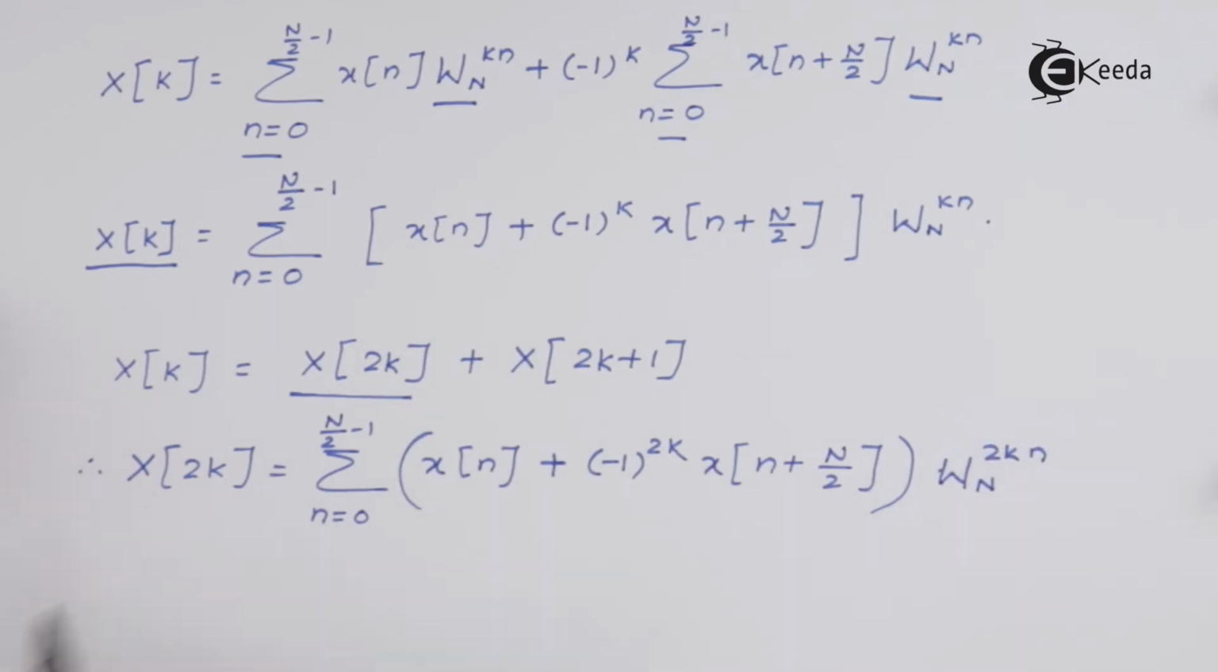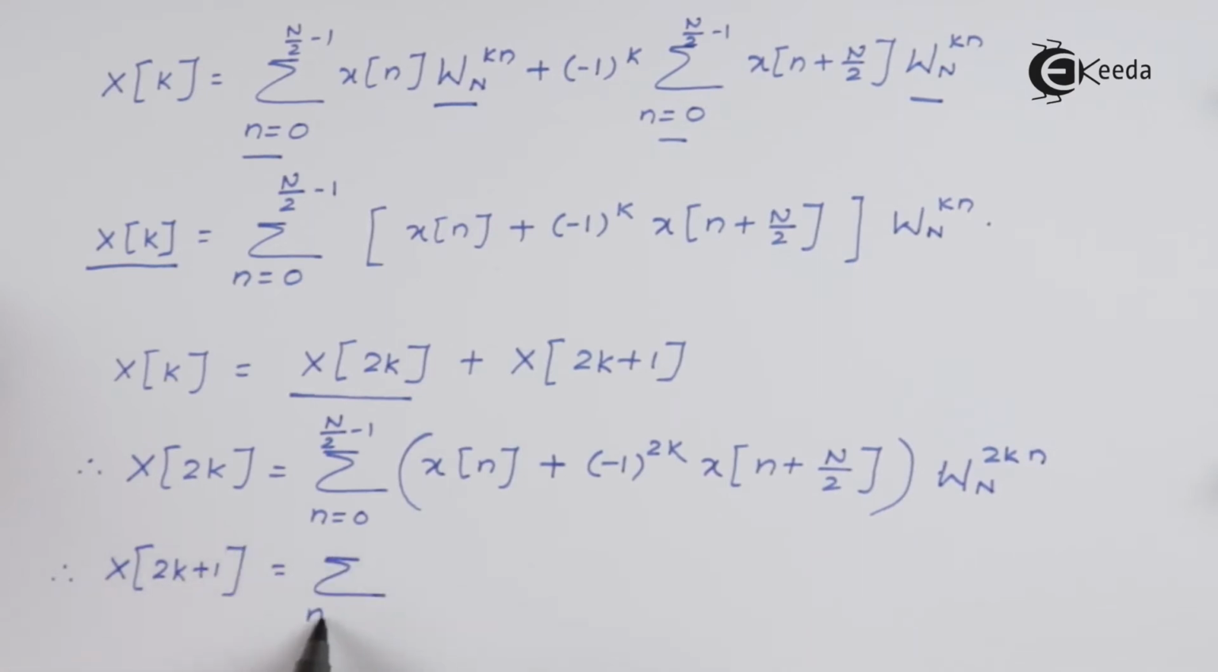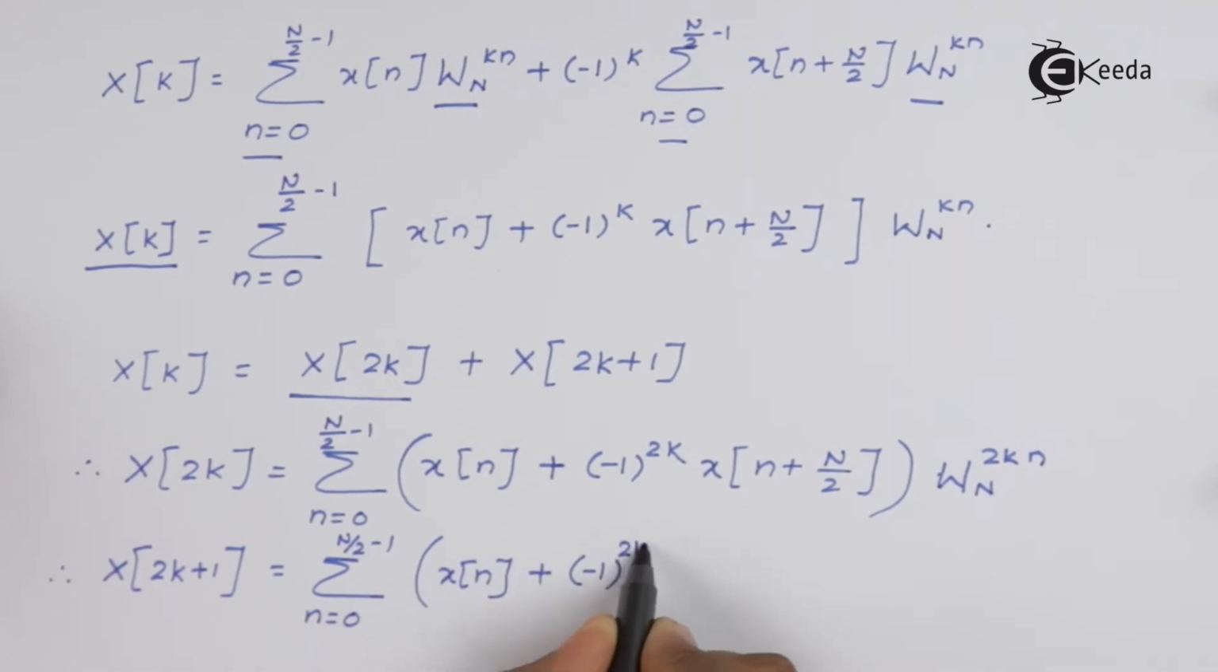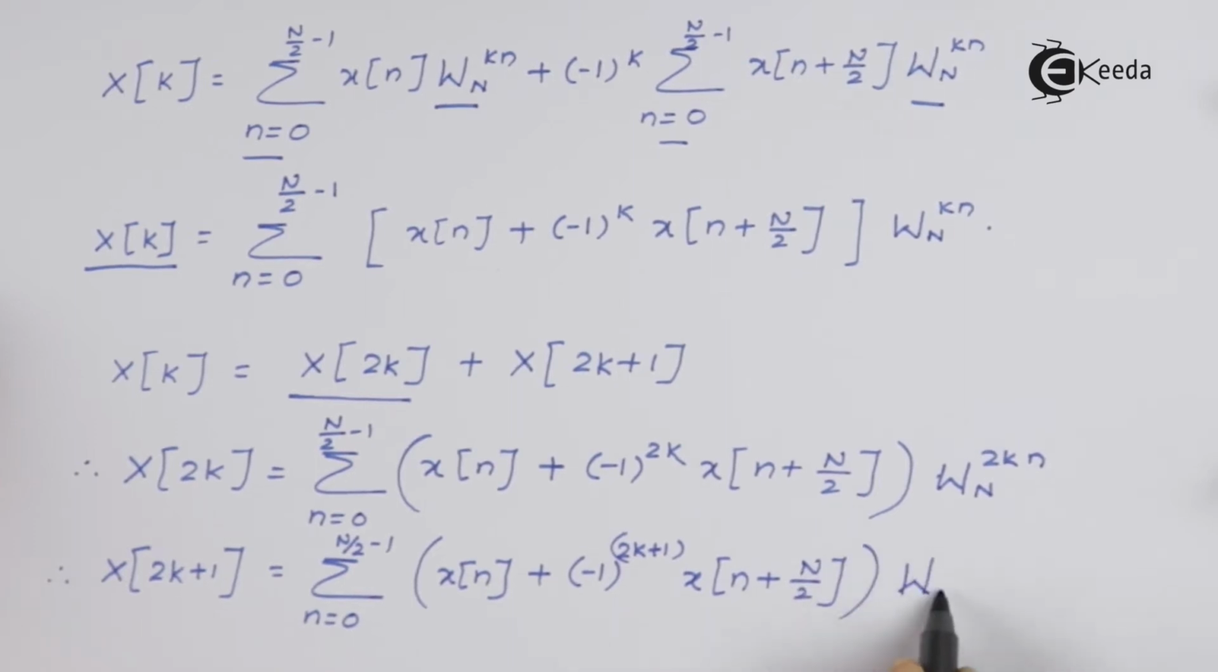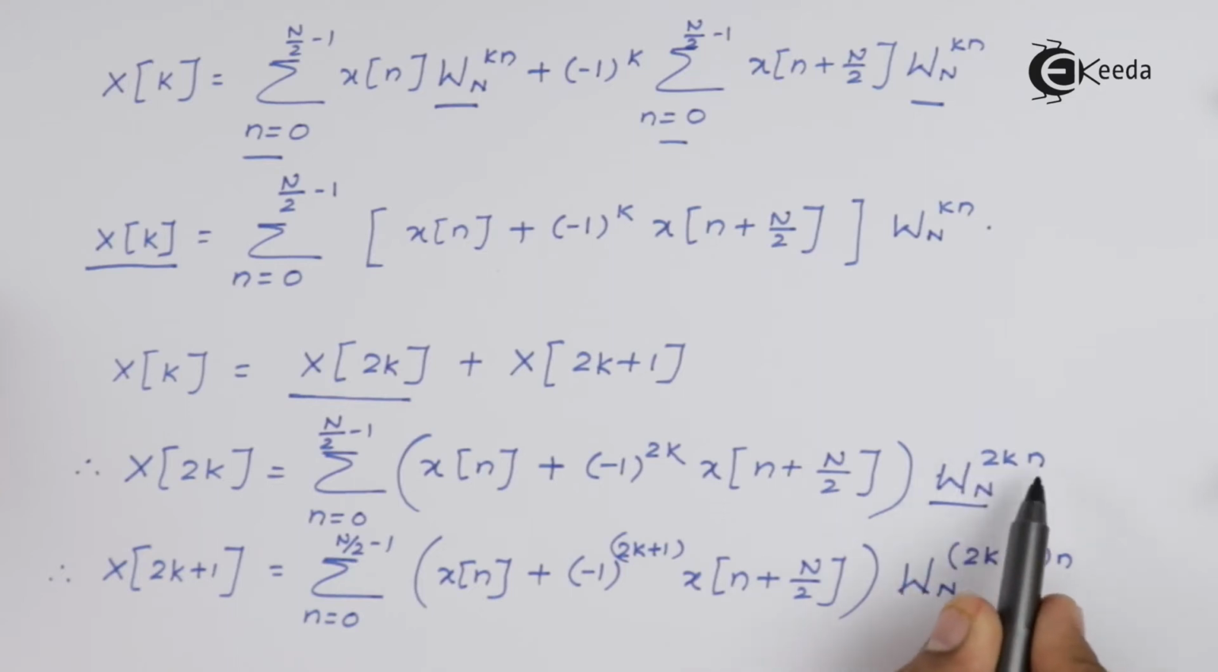Well, this equation is for even samples. Now I will write the equation for odd. Now look at here. We will solve first of all omega n to the power 2kn and omega n to the power 2k plus 1 n, and then later on we will solve minus 1 raised to 2k plus 1 and minus 1 raised to 2k.